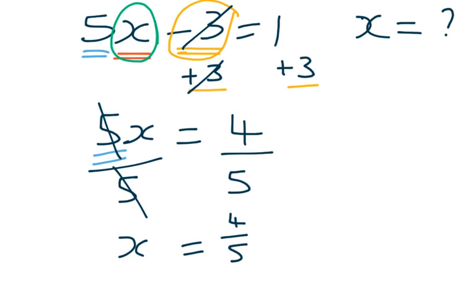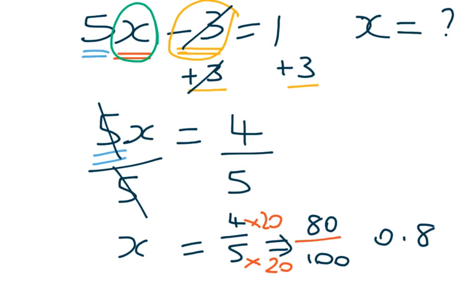If you're good at converting fractions to decimals, you can use those skills. We can times 5 by 20 to make it 100. We can times 4 by 20, and that'll make it 80. We've now converted it into a fraction, which has got 100 as a denominator, which means it automatically goes into a decimal place, or into a percentage. So in this case, x equals 0.8.